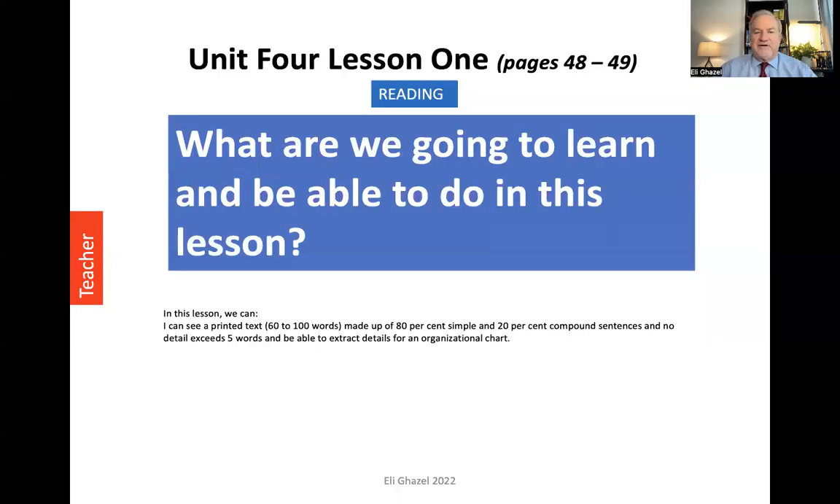Now, before you can design any lesson, the first question that we need to ask ourselves is, what are we going to learn and be able to do in this lesson? When we say we, we mean the students. So if you want your lessons to be student-centered, we're going to be thinking about not what we're going to do, but what they're going to be able to do.